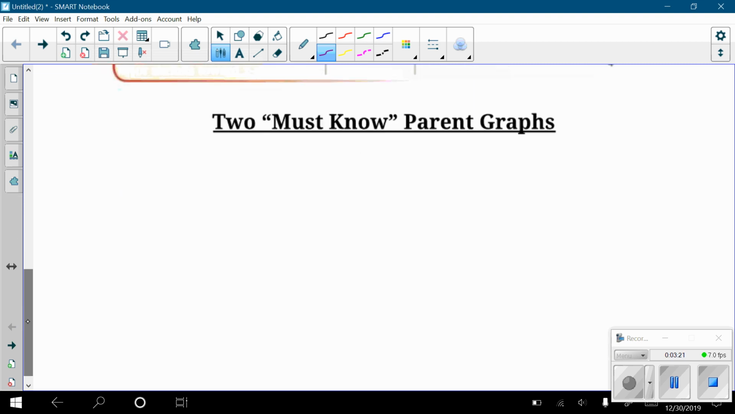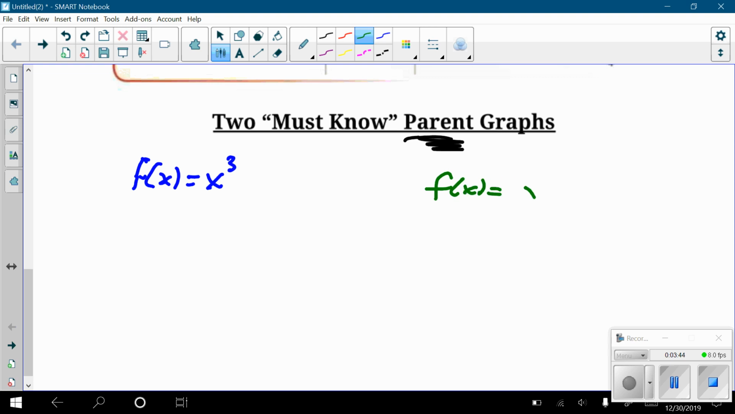All right. So how is this any different than what we've been doing? I'm going to add a couple of parent functions that you should know. Okay. Specifically, it would be good if you knew what x cubed looks like. So if you had a function f of x equals x cubed, I'd want you to know what that looks like. And if you had a function f of x equals x to the 4th, I'd like you to know what that looks like. They're not too bad. I think some of you guys probably have an idea about these.